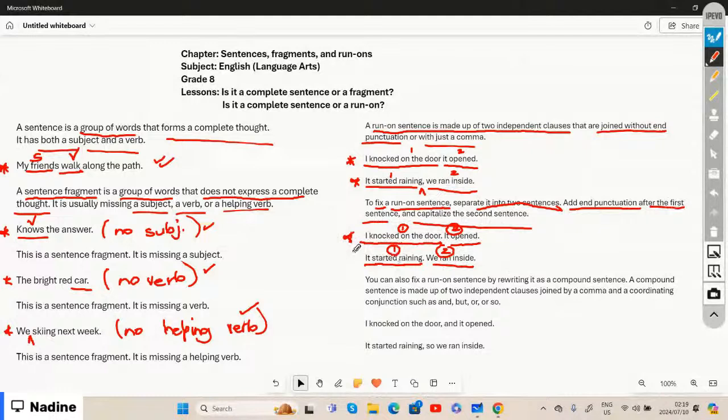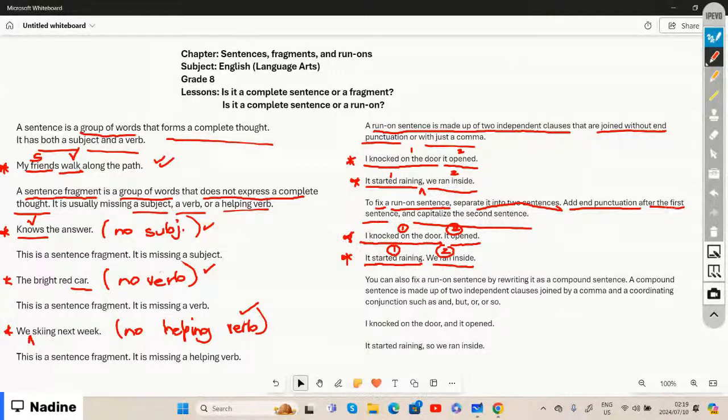So that is how we fix our sentence by separating it into two sentences. By separating it into two sentences, we had to add our end punctuation after the first sentence, and at the start of the second sentence we had to capitalize. And then, of course, at the end, also add our end punctuation mark. So that is one way in which you can fix a run-on sentence.